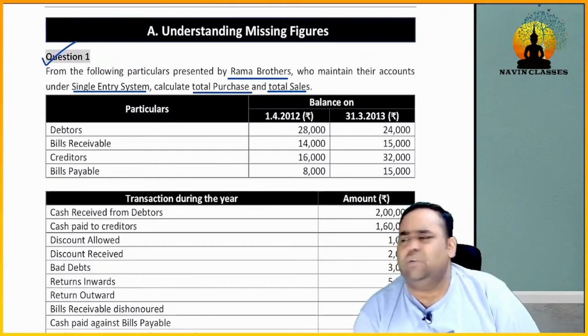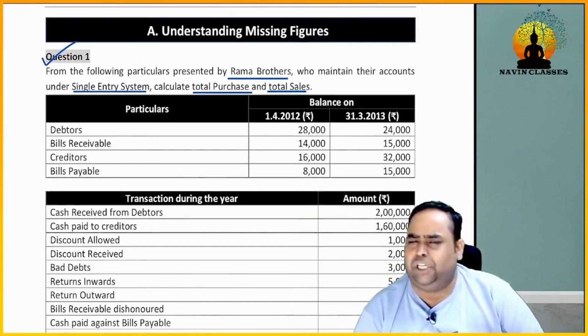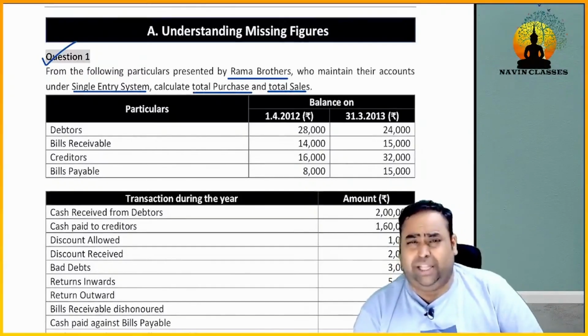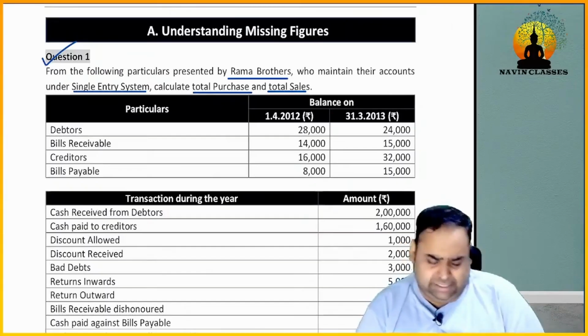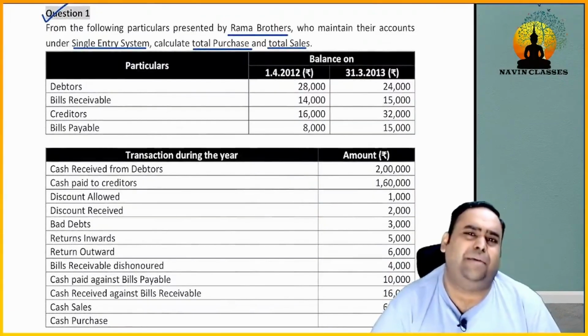The question isn't about final accounts. It has asked to calculate the total purchase and total sales. Total purchase means cash plus credit purchase. Total sales means cash sales plus credit sales. Now in the question, the balance of debtors, bills receivable, creditors and also bills payable are given.